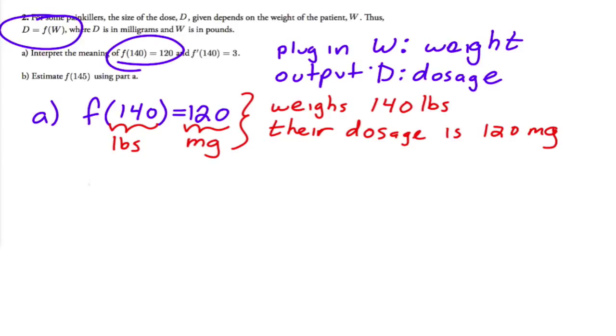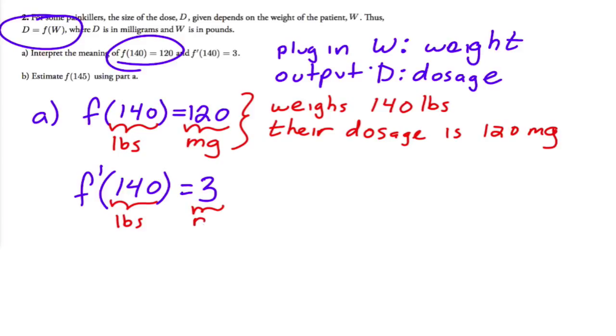Now, the next one is not so clear. What does F prime at 140 equal to 3 mean? What's the interpretation of this? Well, let's see. This is also in pounds, but now this one is not really milligrams technically, because remember, the derivative is a rate. So the units of this are actually milligrams per pound. So this is key to understanding what this means.